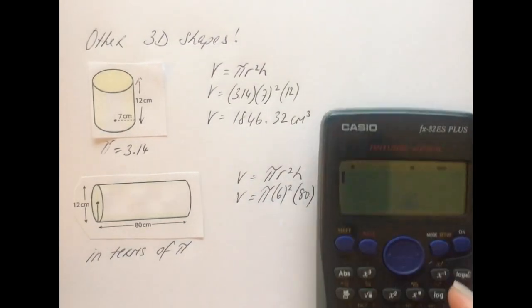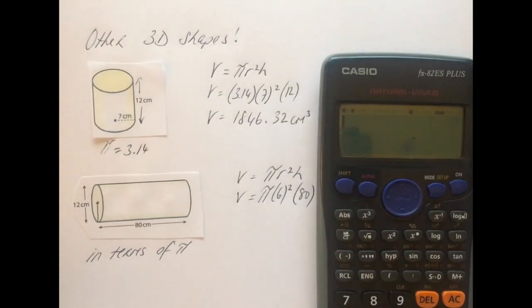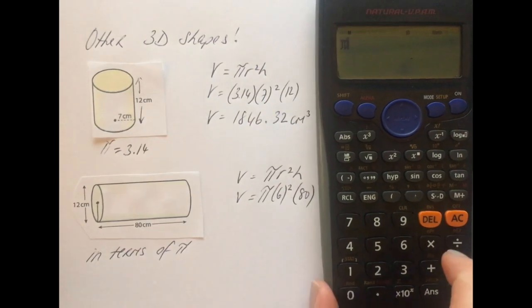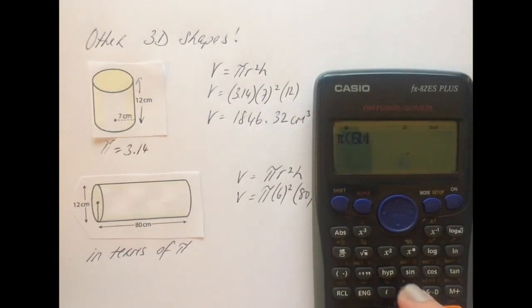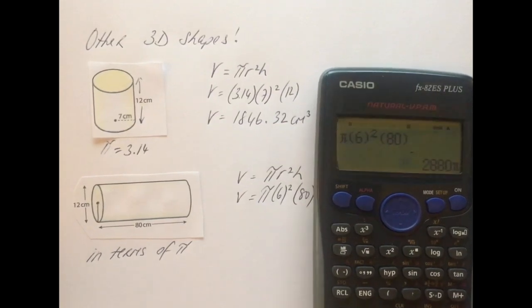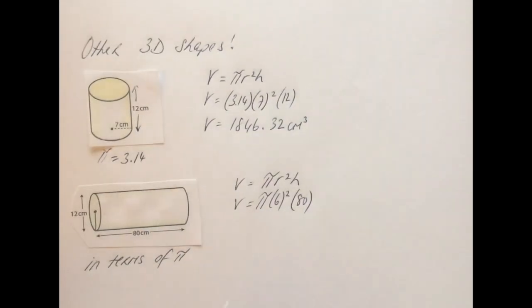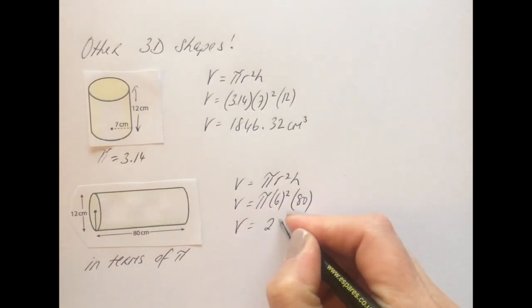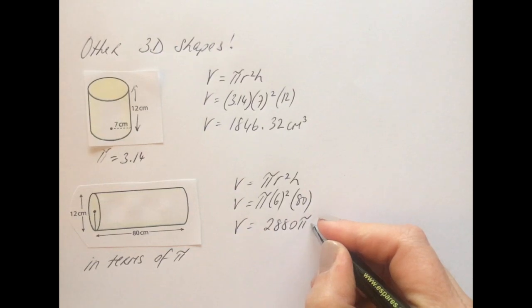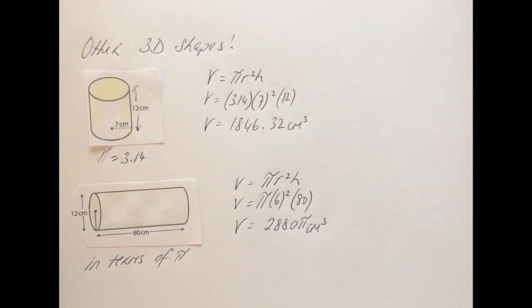And then on our calculators, we're putting in the pi button on the calculator, which of course is shift, and then press this button down here. And then bracket 6 squared, and then bracket 80. And the answer will come up in terms of pi on the calculator. So putting it down then, the volume is 2880 pi. Don't forget your units, centimeters cubed again.